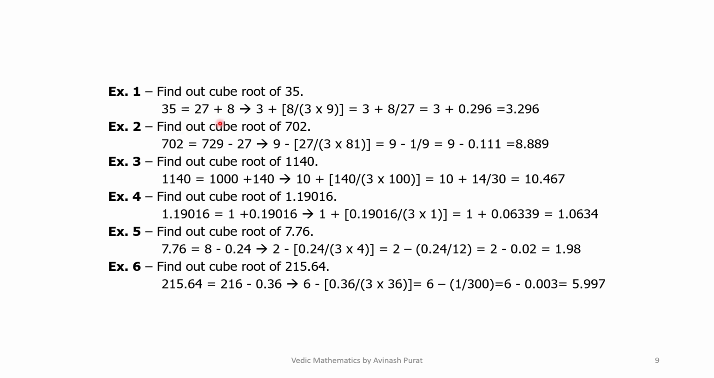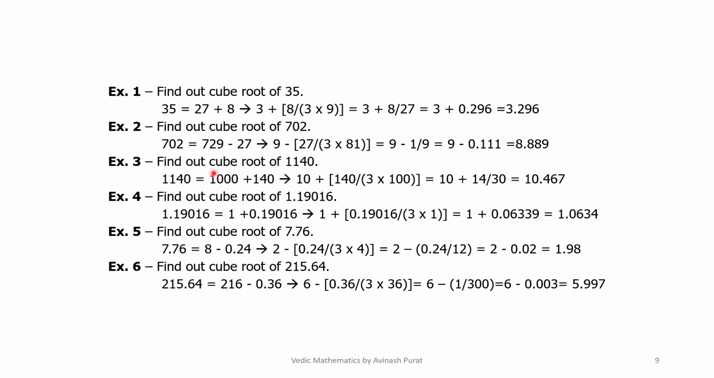Example 1: find the cube root of 35. 35 is 27 plus 8. That is, the cube root is 3 plus 8 divided by 3 multiplied by 3 square, that is 9, equal to 3 plus 8 by 27, equal to 3 plus 0.296, that is equal to 3.296.